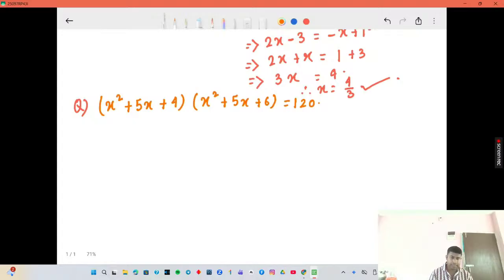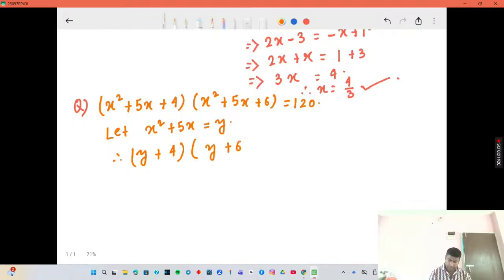So let us take x square plus 5x is equal to y. Therefore, putting the value of x square plus 5x equal to y in this equation, we get (y plus 4) and (y plus 6) is equal to 120.